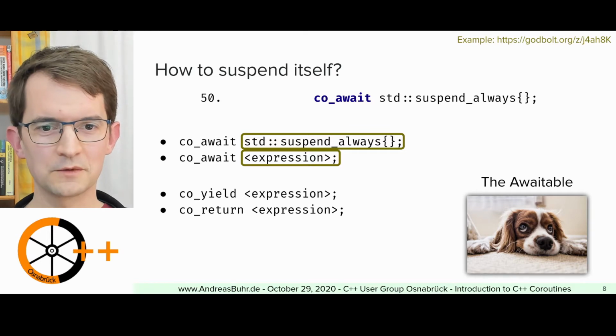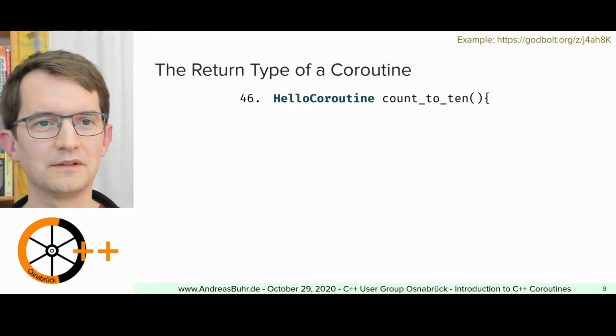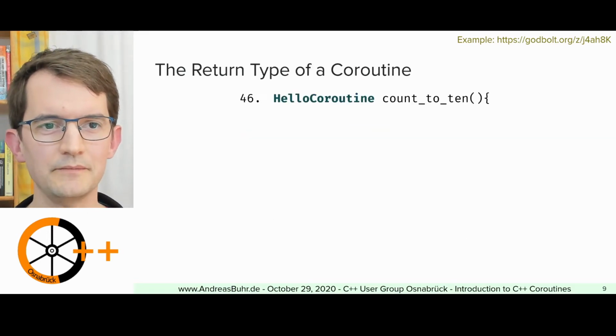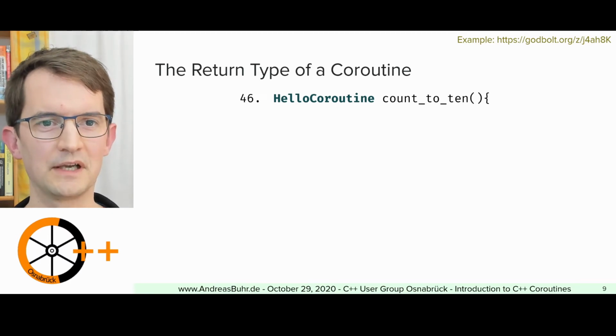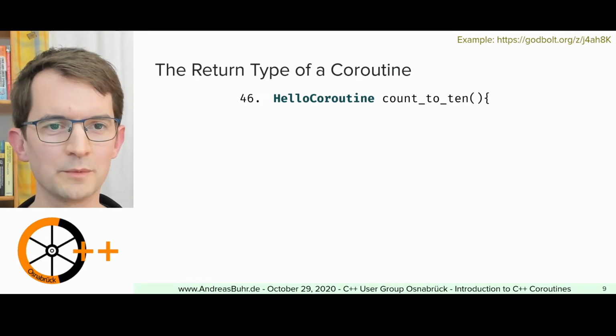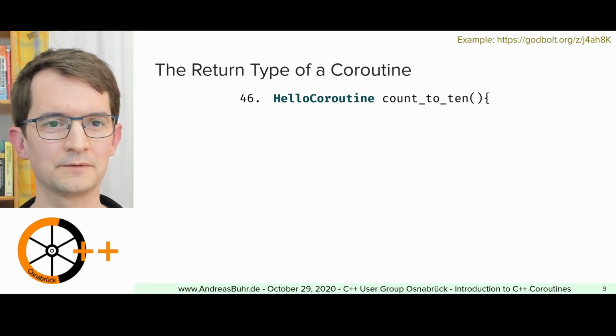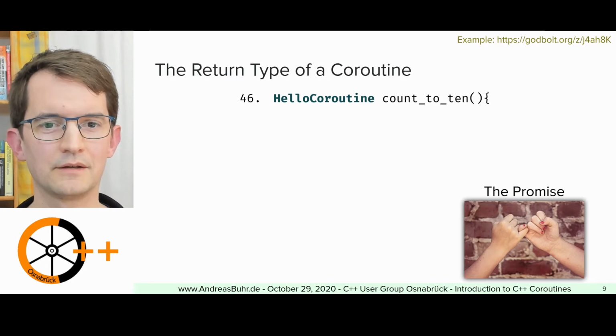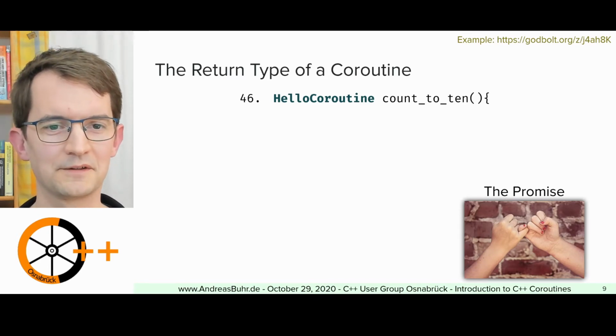Besides using one of those keywords, you also need a special return type. So here in our example, it is hello coroutine. And the job of this return type is mainly specifying the promise type that you have, which will be discussed in the next section.